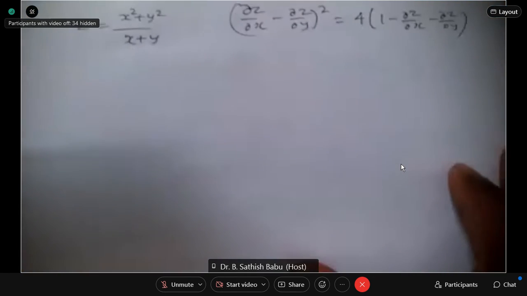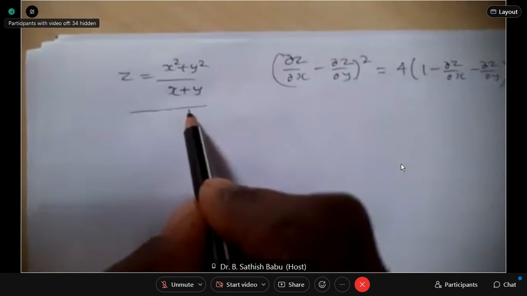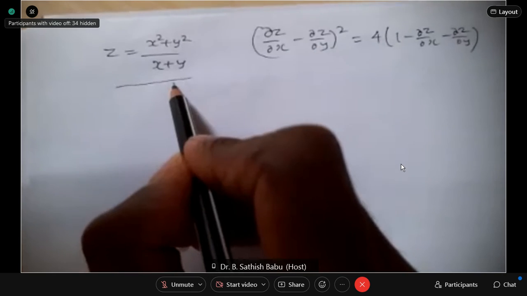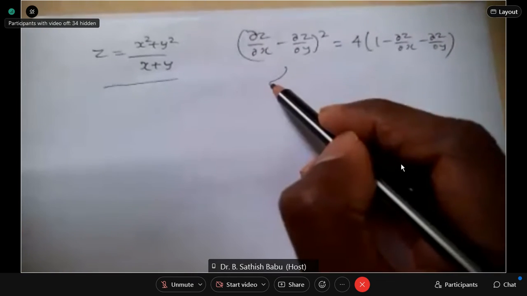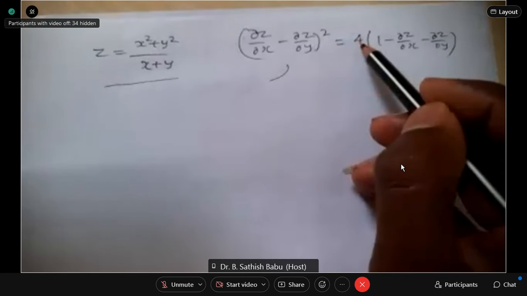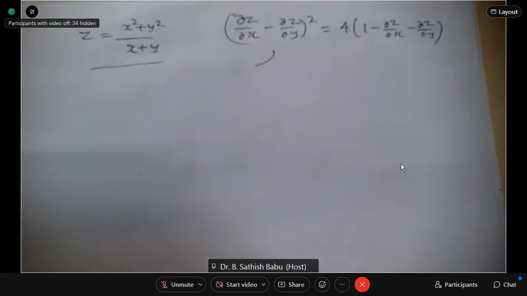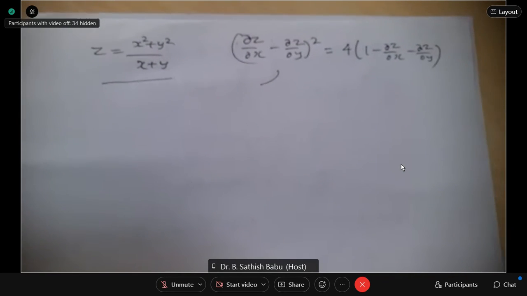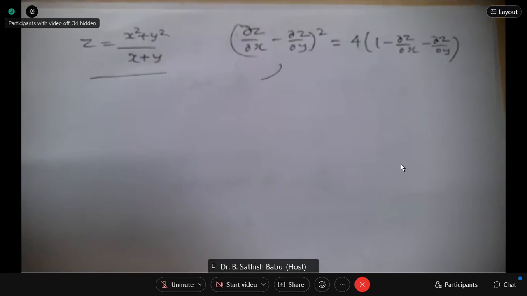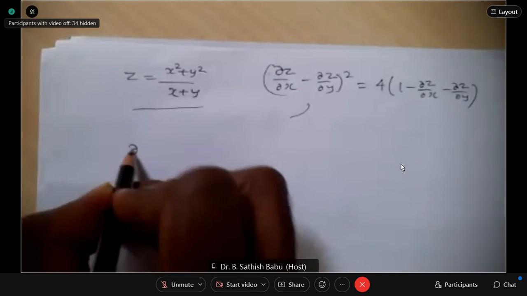Now let me take this question. I have a function z is equal to x square plus y square divided by x plus y, and I need to show that dou z by dou x minus dou z by dou y, the whole square, will be equal to 4 times 1 minus dou z by dou x minus dou z by dou y. Shall we try this? Yes, sir.